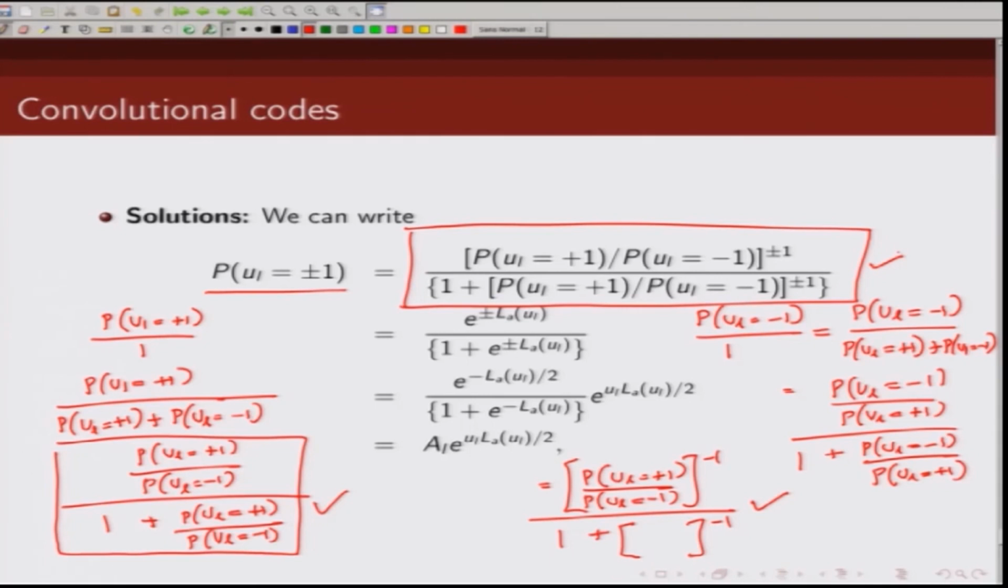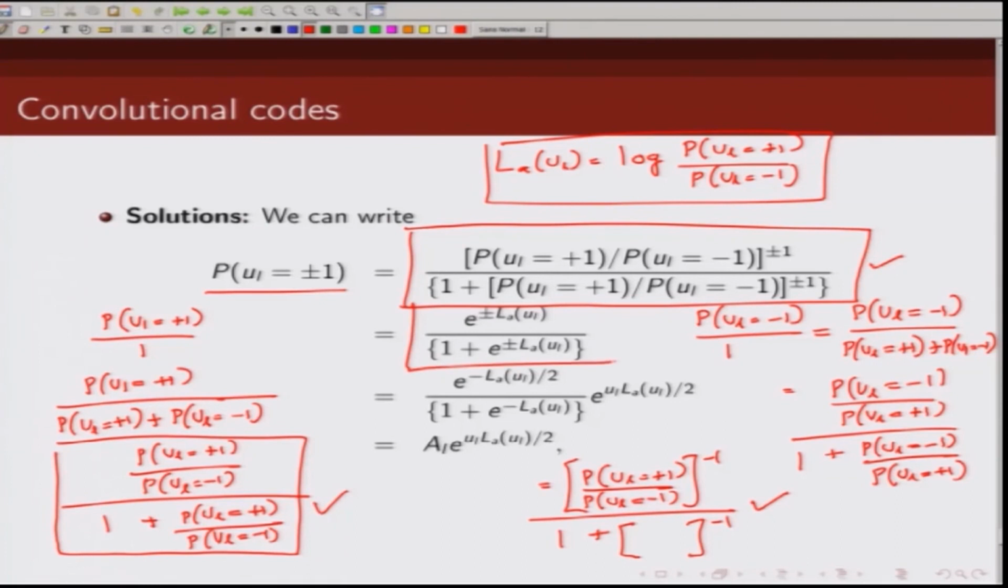Now if I write this ratio of probabilities in terms of L values, what is the L value of u_l? This is the log of the probability of u_l being +1 by the probability of u_l being -1. So this can be written as e raised to power L_a(u_l). If I plug this into the first line, what I get here is this term. Now note, I can further simplify this into this expression.